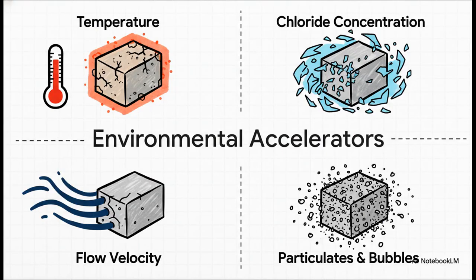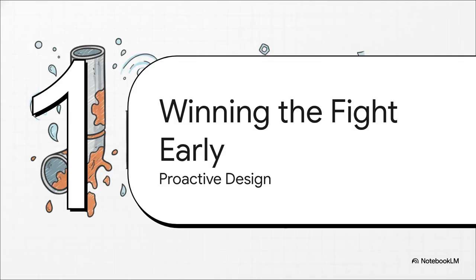So what are the biggest red flags to watch for in the environment? Well, temperature is a huge one. Hotter is almost always worse for corrosion. Chlorides, as we talked about, are notorious for attacking those passive films. High flow velocity can physically wear down the material. And even tiny things like little particles or bubbles in a fluid can act like a constant sandblasting, just accelerating the damage. So there you have it.